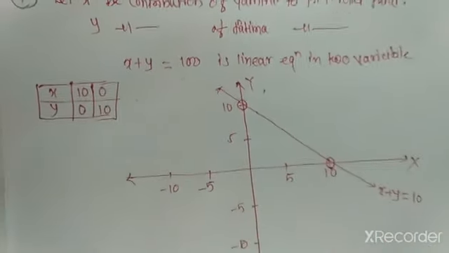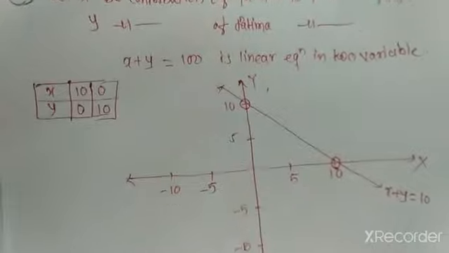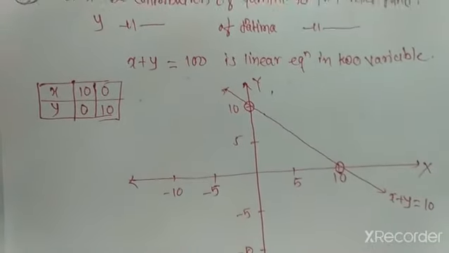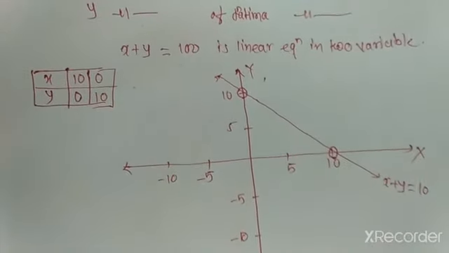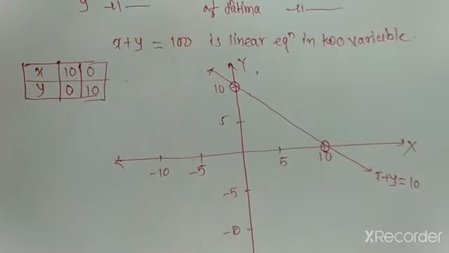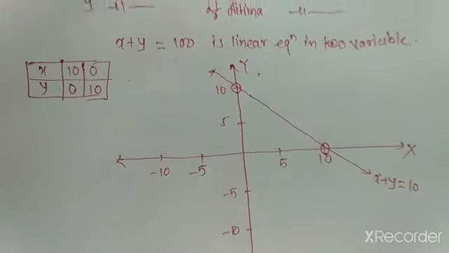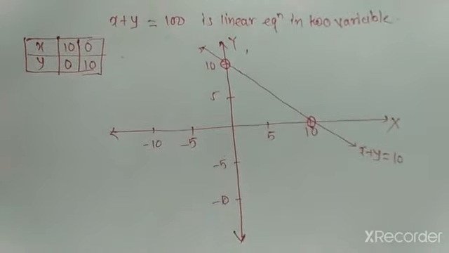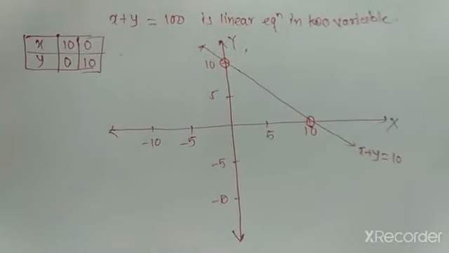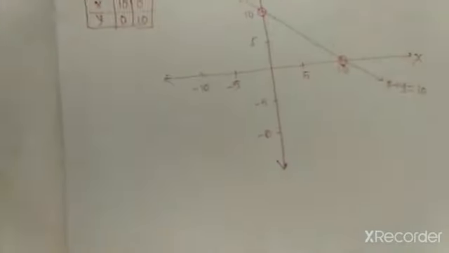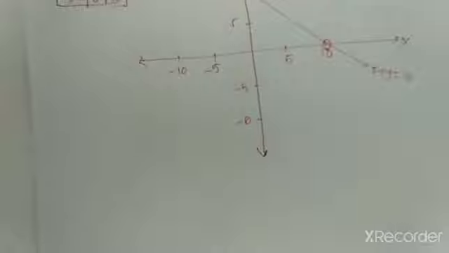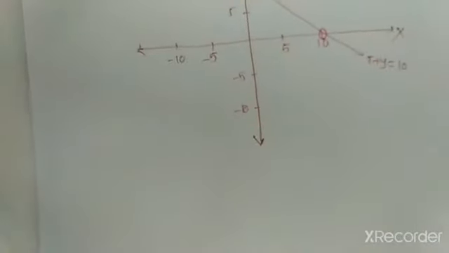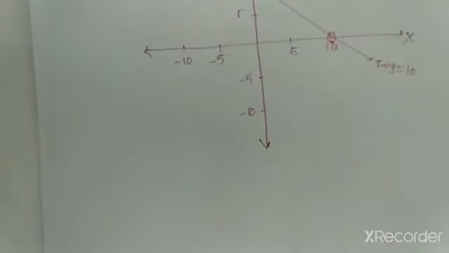The remaining examples in this exercise will be your homework. And the next point, equations of lines parallel to the x-axis and y-axis, we have explained in our last period only. So I think here our first chapter, chapter number 4, linear equations in 2 variables, is over.